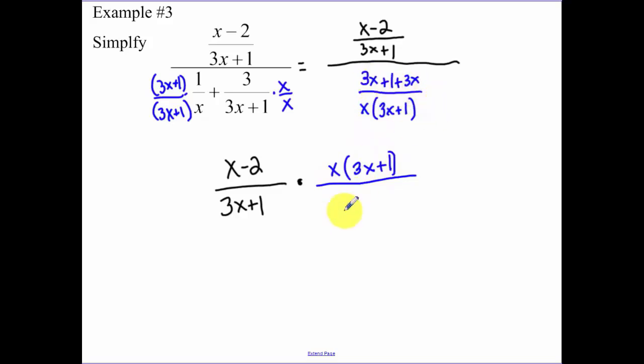And I'm going to simplify here. 3x and 3x is 6x plus 1. Now, because you're multiplying, you can cancel along your diagonals. 3x plus 1's cancel. So I'm left with an x times the quantity x minus 2. I leave things factored to make sure I've canceled everything out appropriately. And we get x times x minus 2 over 6x plus 1. So that's by combining your fractions into one fraction first, then changing like we did in section 1.